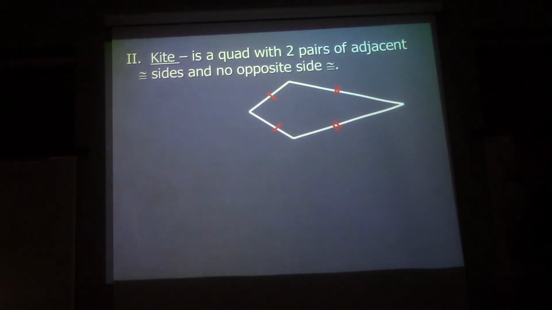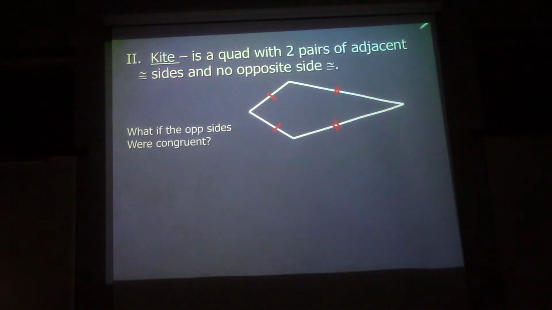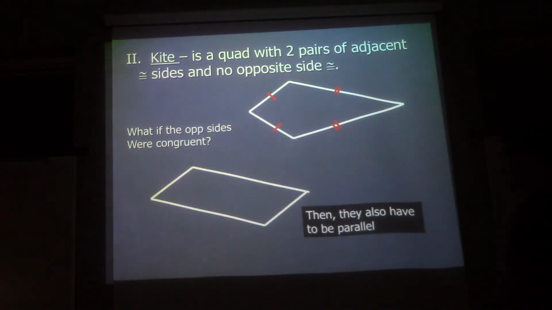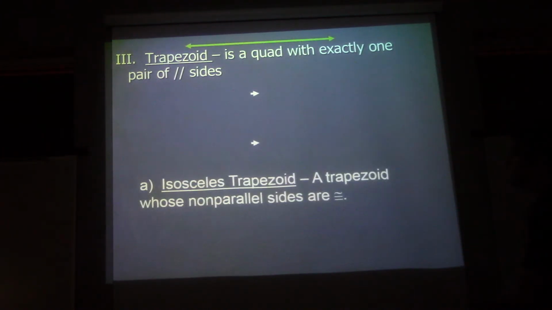So let me skip through this. Next, we have a kite. A kite has adjacent sides that are equal, and you have no sides that are parallel. And so opposite sides aren't equal. If they were congruent, then they'd be parallel, which means you'd be looking at something else, potentially a rectangle, or what we call a parallelogram.